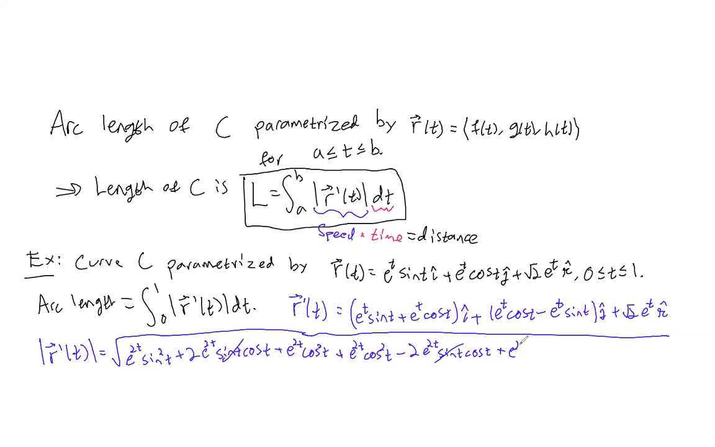Plus e to the 2t sine squared t plus 2e to the 2t. That's coming from the last term. Continuing on: e to the 2t sine squared t, e to the 2t cosine squared t. That first term is going to become, just to recap, e to the 2t times sine squared t plus cosine squared t. That's just 1. Happens again: e to the 2t times cosine squared t plus sine squared t.